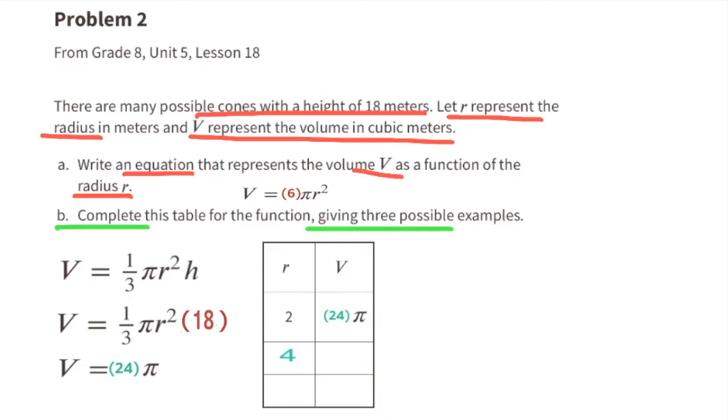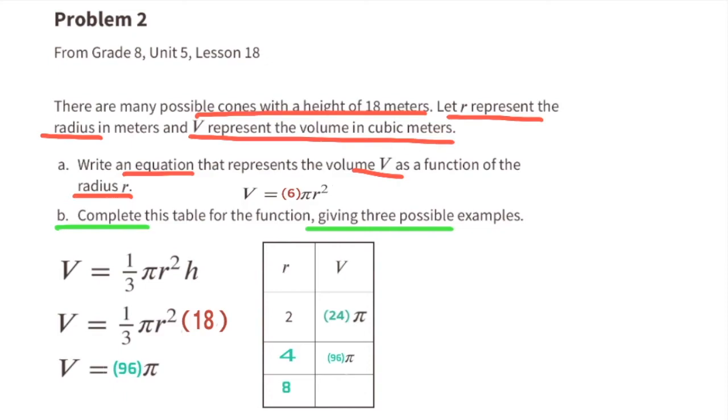For the next one, we'll use 4 as the radius. So the volume is going to be 1/3 of 18, which is 6, times pi, times 4 squared. 4 times 4 is 16. 6 times 16 times pi. When the radius is 4, the volume is 96 pi.